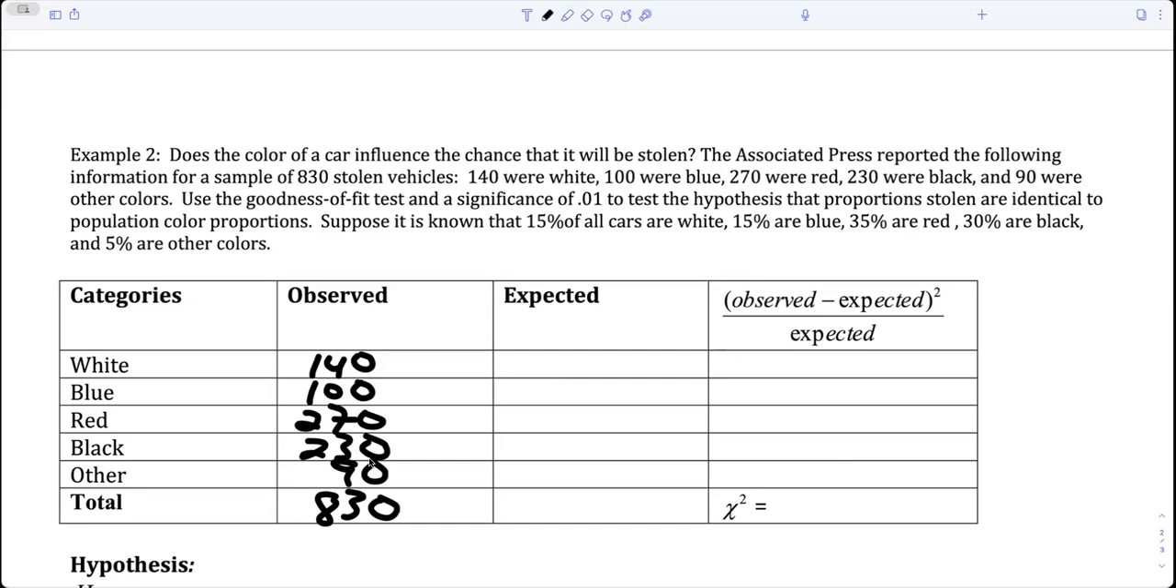Then we've got 830 times 0.35. And 830 times 0.3.